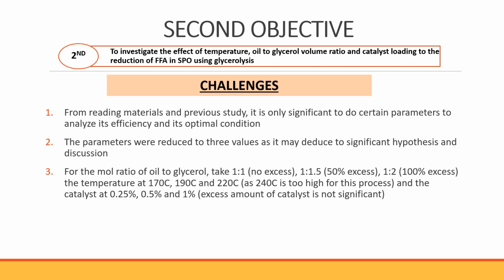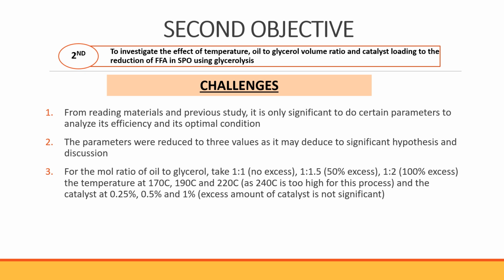So for the challenges for the second objective, it is only significant to do certain parameters to analyze its efficiency and its optimal condition. And for the parameters, why we take this ratio is to analyze if there is excess glycerol, if it is 50% or 100% excess, like how this excess will affect the result.